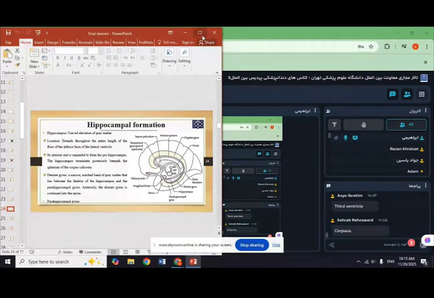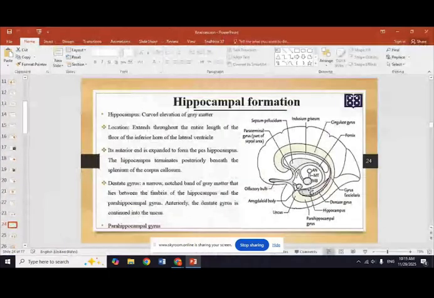Okay, so I told you, if you came to the anterior part of the hippocampus, you reach the pes hippocampus. If you continue and go to the posterior part, you reach beneath the posterior parts of the corpus callosum. The posterior part of the corpus callosum, we call the splenium. So the posterior parts of the hippocampus reach beneath the splenium of the corpus callosum. So this is the location of the hippocampus.